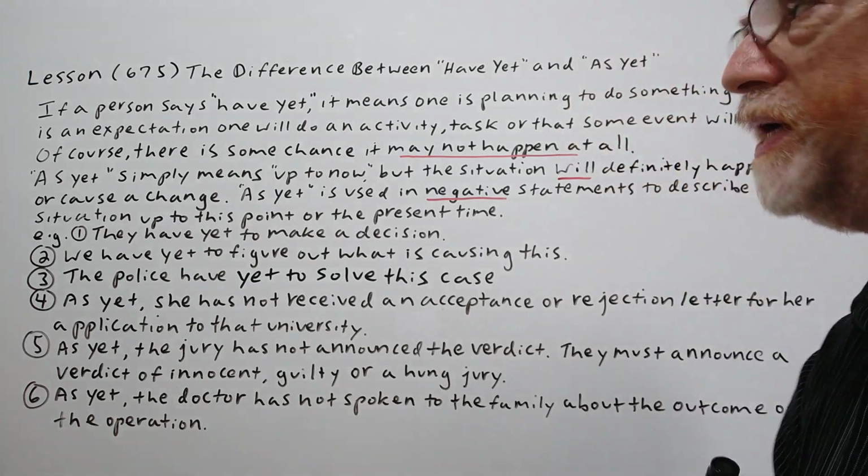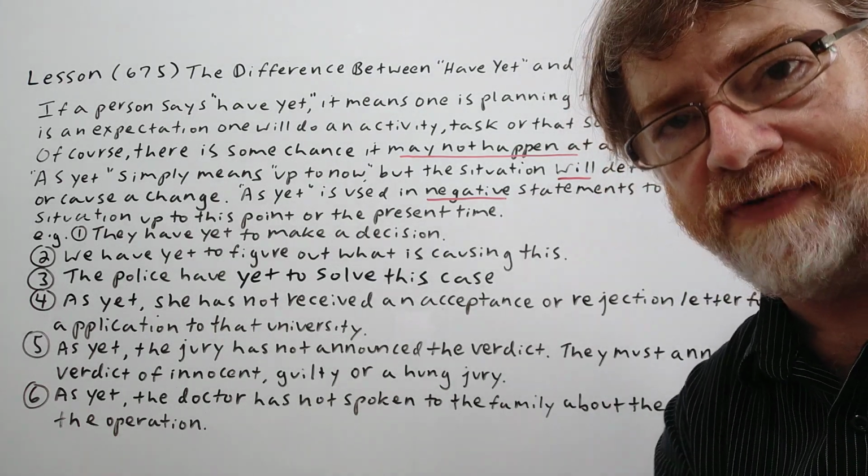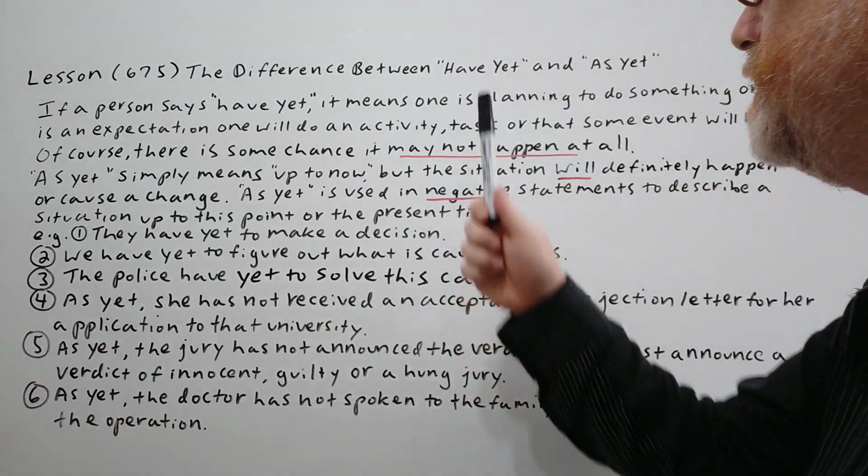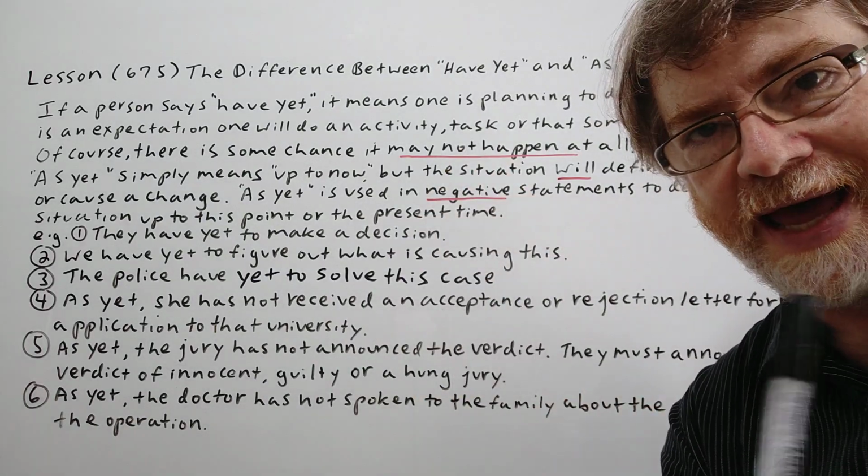Hi, this is Tutor Nick P, and this is lesson 675. The title of today's lesson is the difference between have yet and as yet.